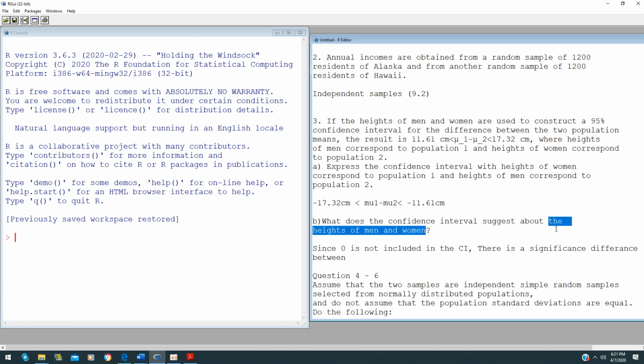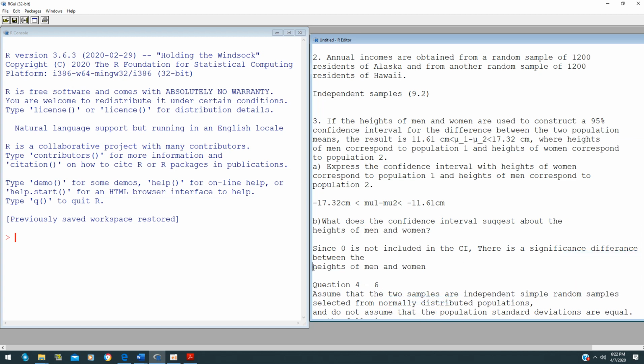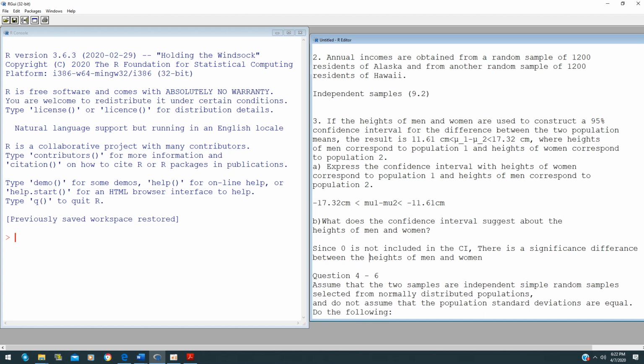So we just copy and paste here, and then we put in the word mean, the mean height, because it is the mean that is included in this case. So this is how we interpret the confidence interval and how we make a conclusion on it. Either we do include 0 or not include it, and by looking at this, we did not include 0 in this case.